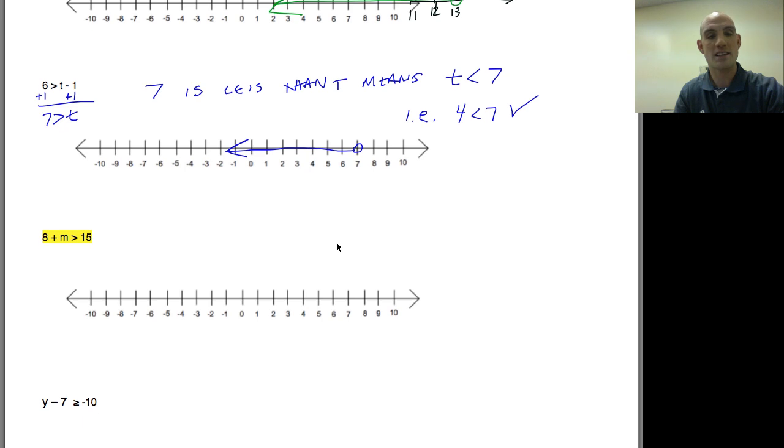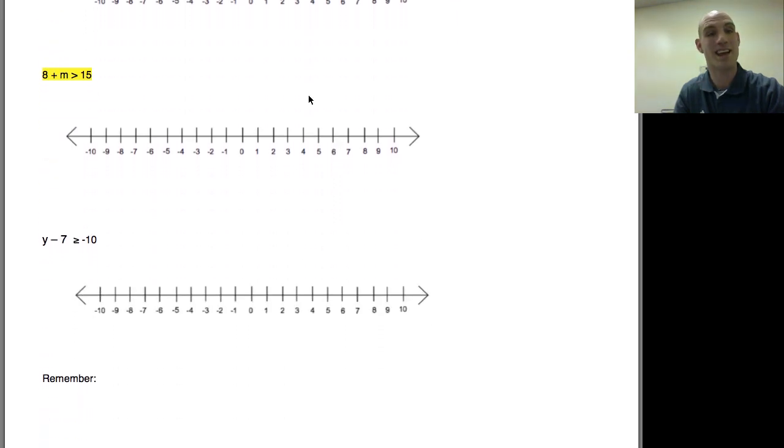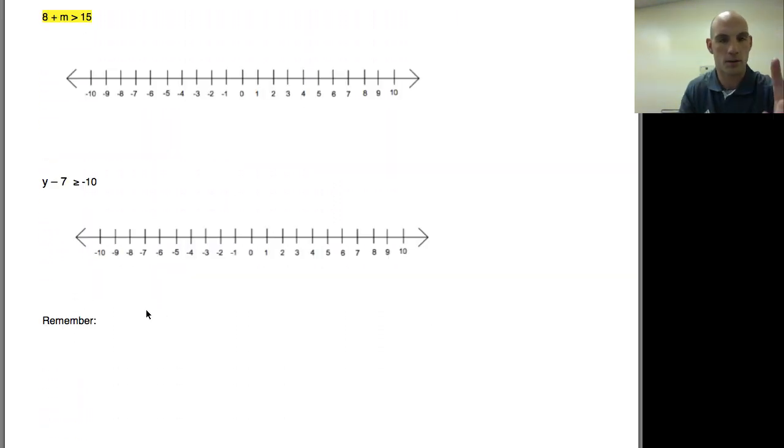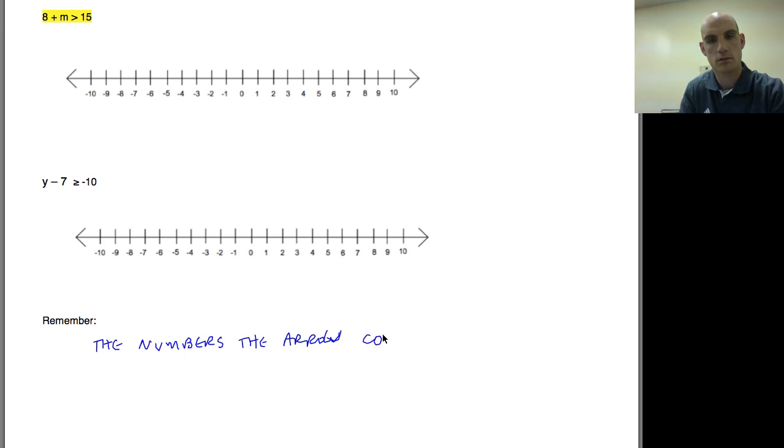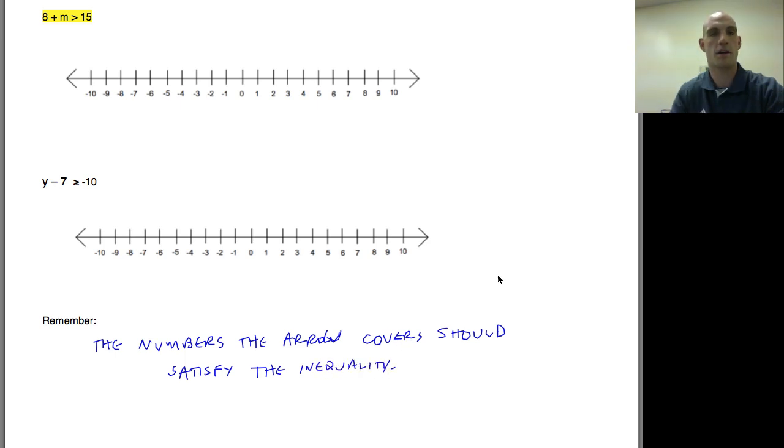All right? Guys, that's the basic gist of it. I would like for you to do these next two on your own. And remember, the numbers the arrow covers should satisfy the inequality. Okay? Keep that in mind when you're doing these problems, and we'll see you next time.